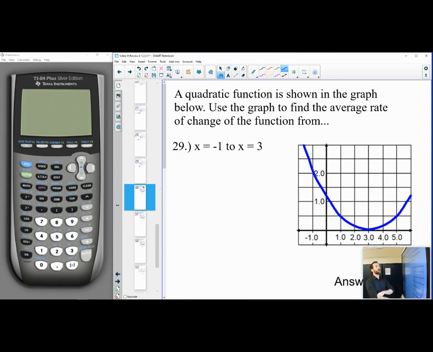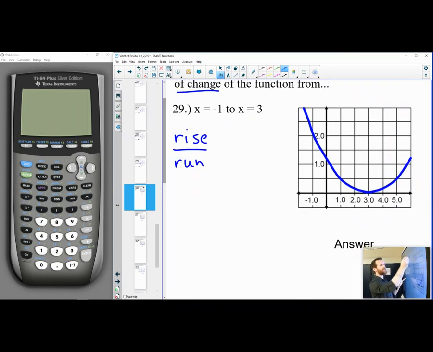All right, now we're in the home stretch. Last topic, average rate of change. So it says a quadratic function is shown in the graph below. Use the graph to find the average rate of change of the function from x equals -1 to x equals 3. Now remember, with average rate of change, it's just like slope. So essentially we're thinking rise over run. But since the rise over run is changing for this, since it's a curve, they need to give us the specific starting and ending points. That's where x equals -1 and x equals 3 come in.